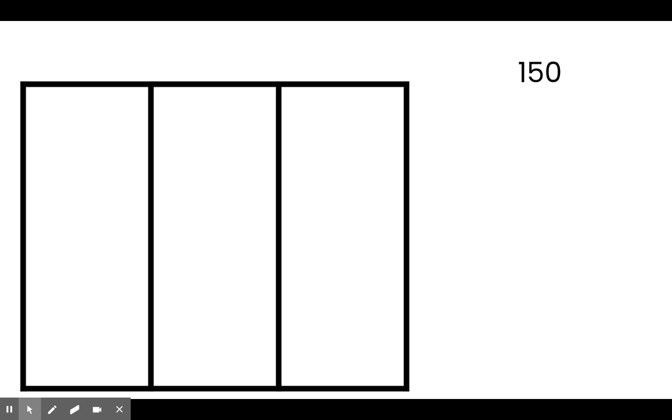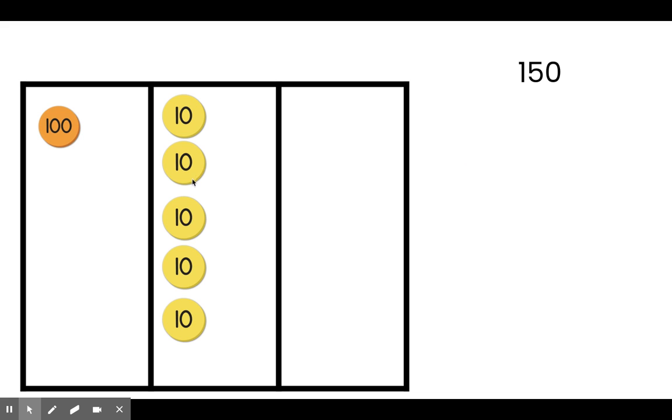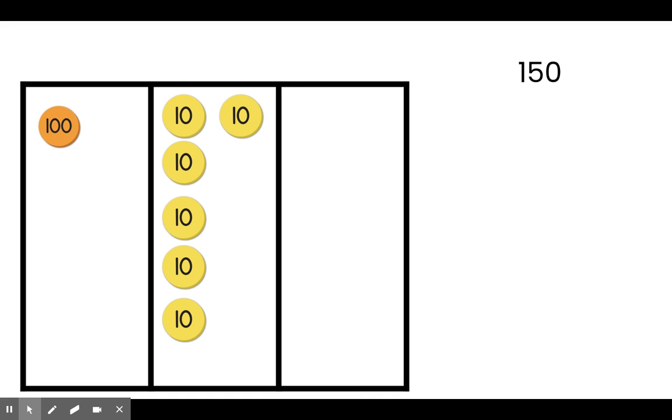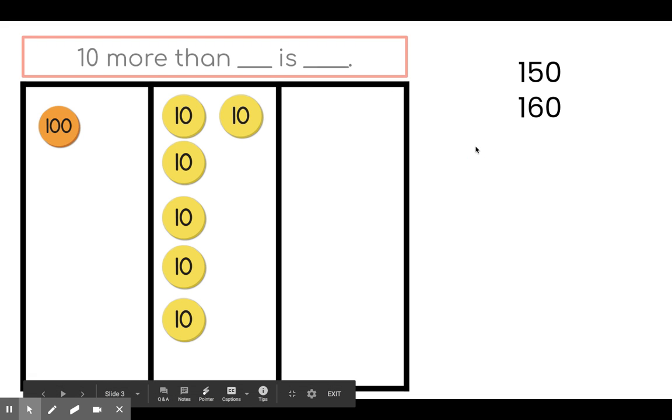Let's model the number 150 on our place value chart using our place value discs. In the number 150, we have 100, 5 tens, and 0 ones. Here we've modeled 150. Now, I'm going to add another group of 10. What number do we have now? If you said 160, you are correct. By adding one more 10 place value disc to the number 150, we now have 160.